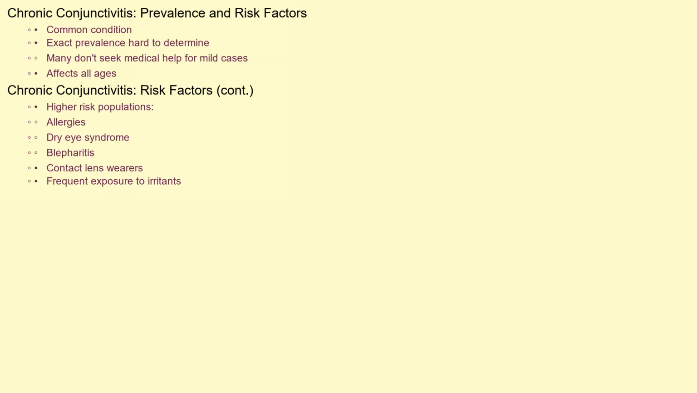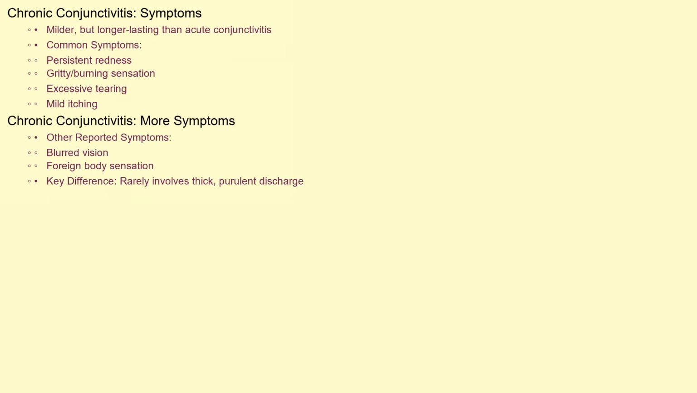Chronic conjunctivitis is quite common, but its exact prevalence is difficult to pinpoint because many people don't seek medical attention for mild symptoms. It affects people of all ages, but certain populations are more susceptible. Individuals with allergies, dry eye syndrome, or blepharitis are at a higher risk. Contact lens wearers can also be more prone to developing chronic conjunctivitis, as can those who are frequently exposed to environmental irritants.